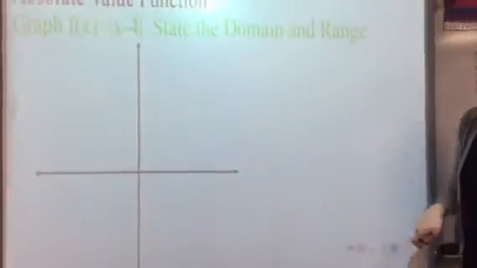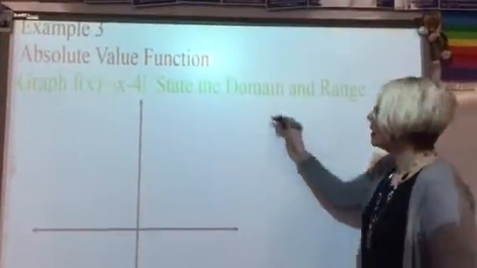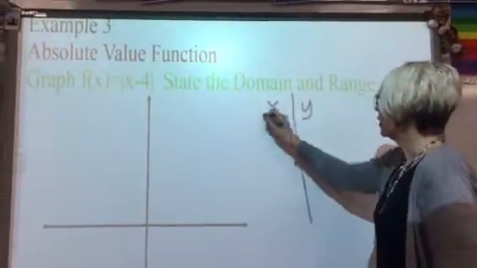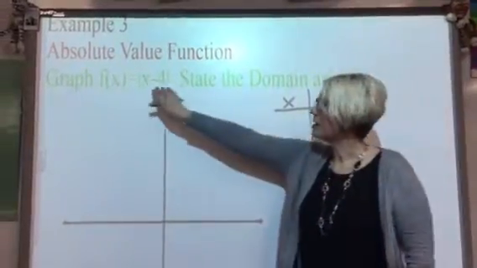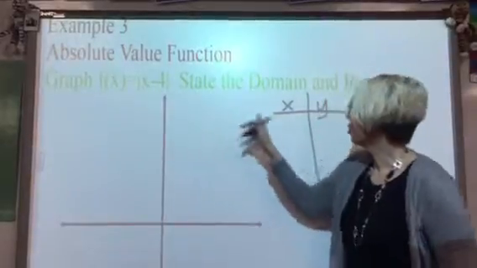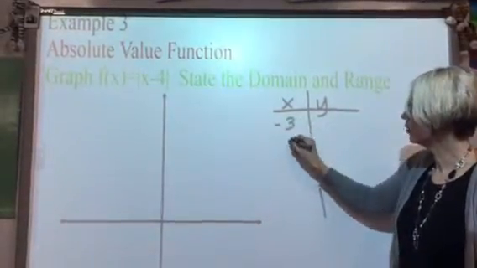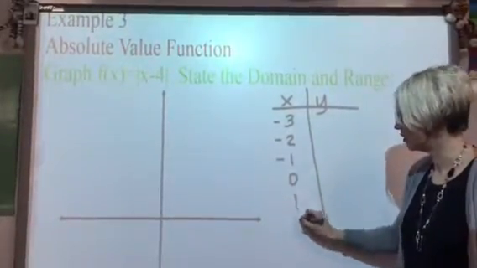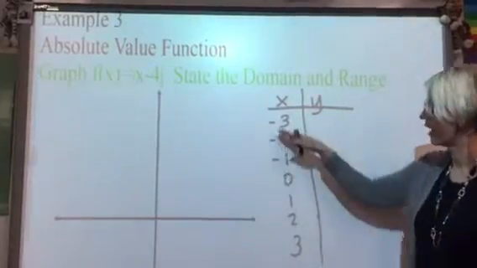So let's move on and talk about an absolute value function. In an absolute value function, you are always going to see a positive result because an absolute value can never be negative. So let's just start with -3. We'll try -2, -1, 0, 1, 2, and 3 just to see what's going on with this graph.